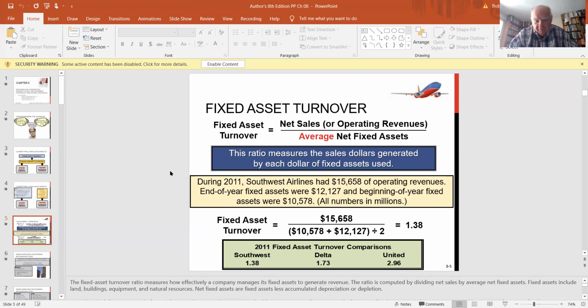And so what you have here is a situation where this company, Southwest Airlines, has a 1.38 fixed asset turnover. This means that they turn over their fixed assets 1.38 times per year. The higher, the better on that. So they're generating not quite as much as Delta or United.